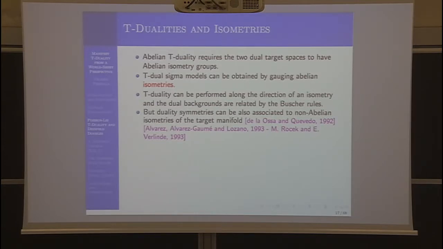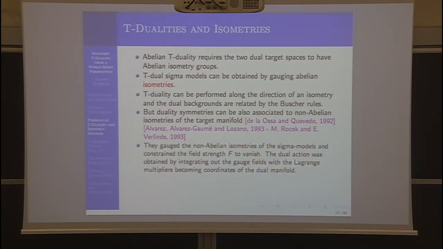But in 1992, it was shown that duality symmetries can also be associated to non-abelian isometries of the target manifold. And in this case, these authors gauged the non-abelian isometries of the sigma models, and actually they constrained the field strength F to vanish. The dual action was obtained by integrating out the gauge fields with Lagrange multipliers becoming coordinates of the dual manifold.